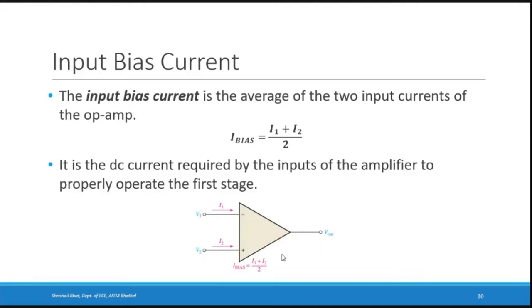The average of two input currents, I1 and I2: I1 plus I2 divided by 2. That will be the average of the two input currents, which is the input bias current. I1 is the current at the inverting input, I2 is the current at the non-inverting input. I bias, or bias current, is the average of these two. So it's the DC current required by the inputs of the amplifier to properly operate the first stage.